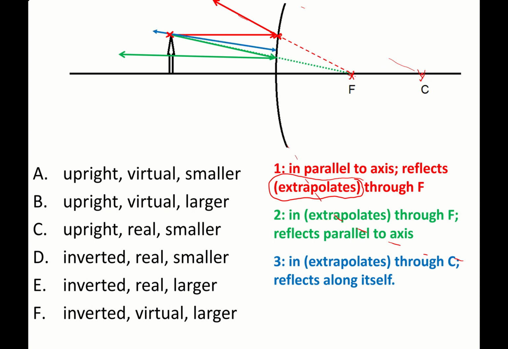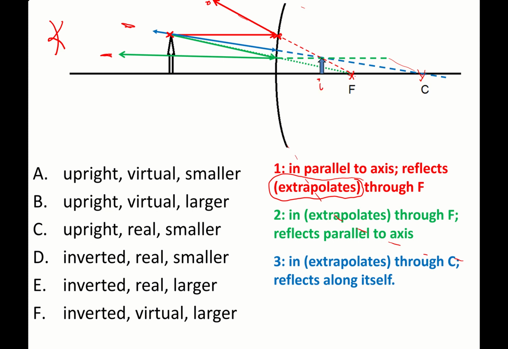Now if I want to know where the image is, again I put my eye over here and look at my reflected rays, which are this one, and this one up here, and you can see they're spreading apart. So I have to extrapolate those reflected rays back. The red extrapolation is already there, and if I extrapolate the green reflected ray back, and the blue one, which is parallel to the axis, you can see that the three rays meet behind the mirror.